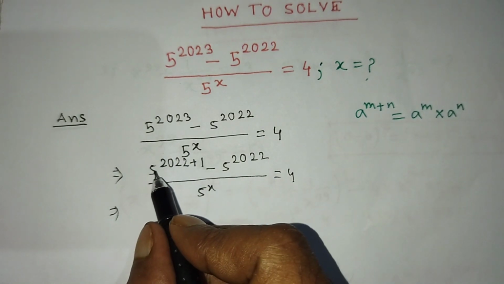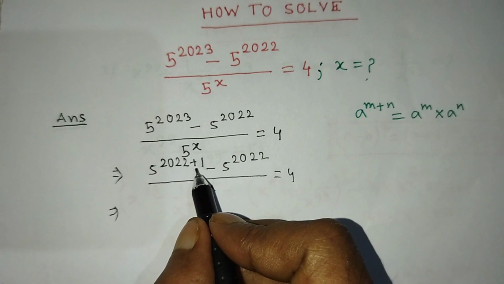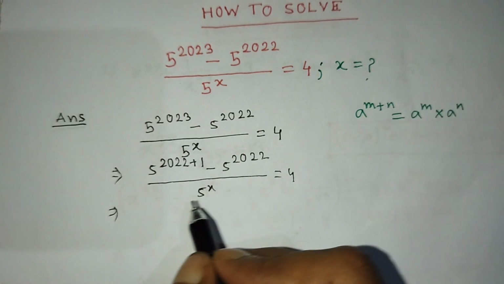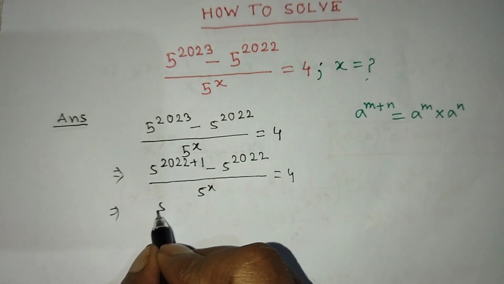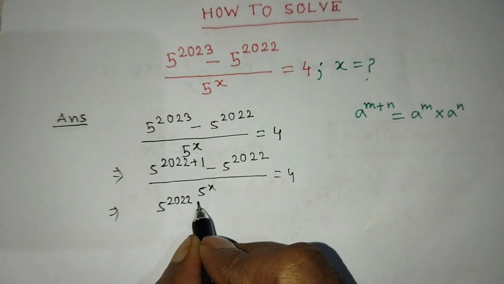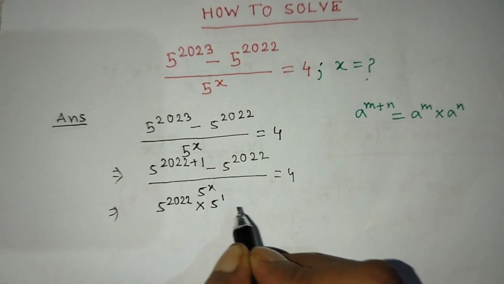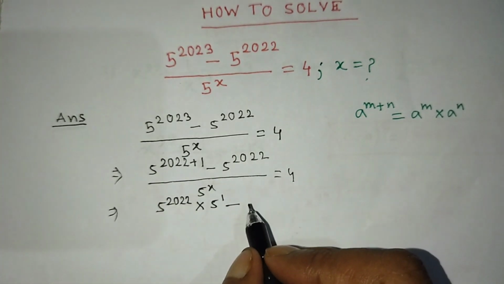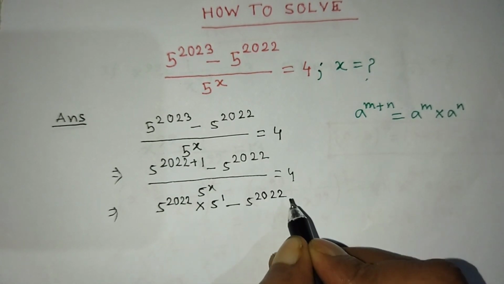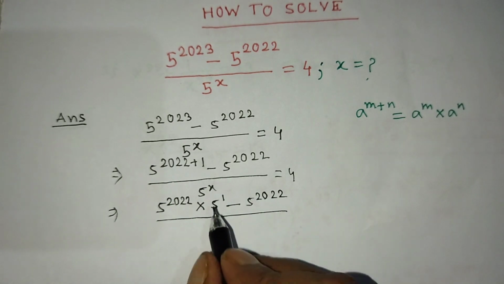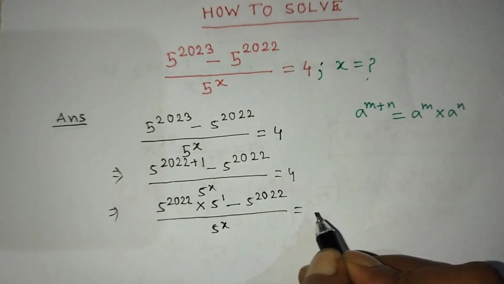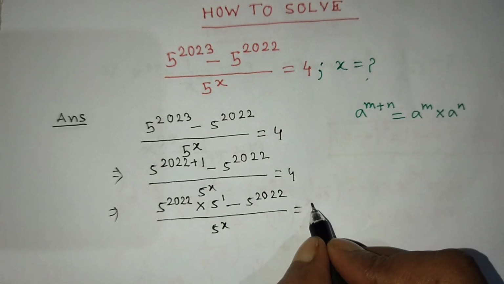So student, after that we have to apply this formula. In the place of 5 to the power 2022 plus 1, we have to apply this formula. So if you apply this formula, we have to write 5 to the power 2022 into 5 to the power 1, minus again 5 to the power 2022, divided by again 5 to the power x in the place of denominator, and on the right hand side you have to write 4.